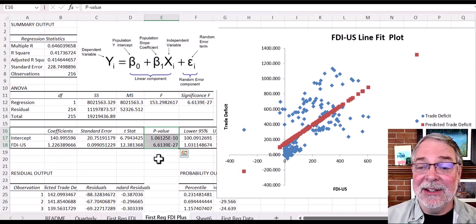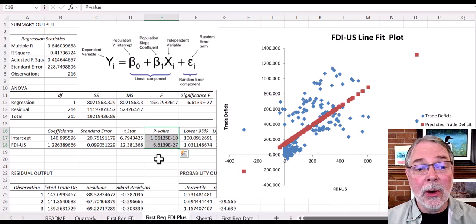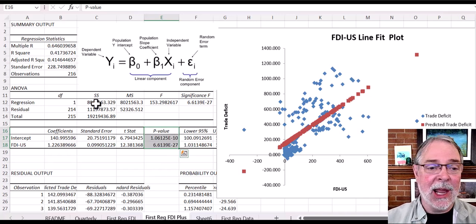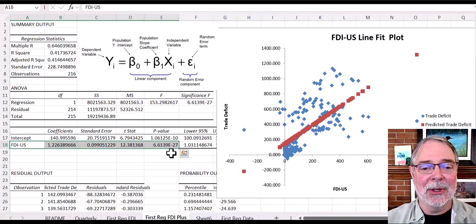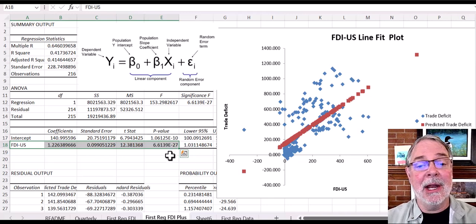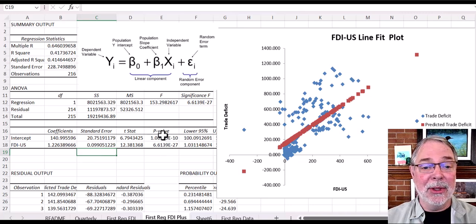Well, the odds that this pattern is a result of randomness for either the intercept or the x, our independent variable, which is really the more common thing that we look at, is really, really small. So we can reject the null hypothesis. So that's the other thing you're looking for.